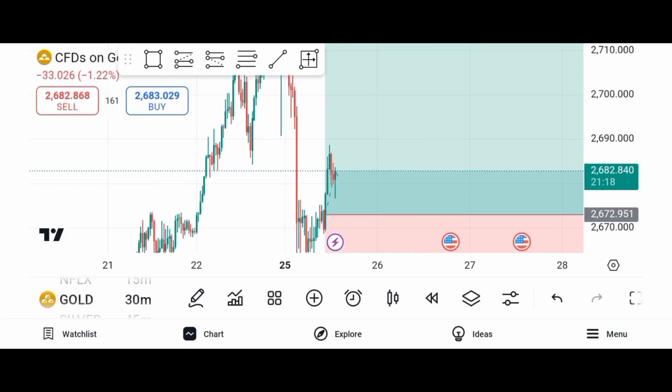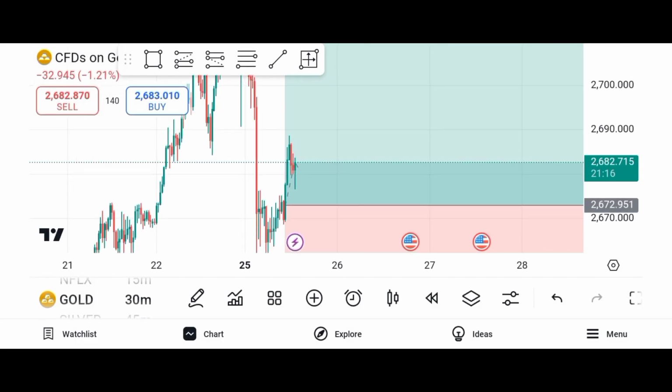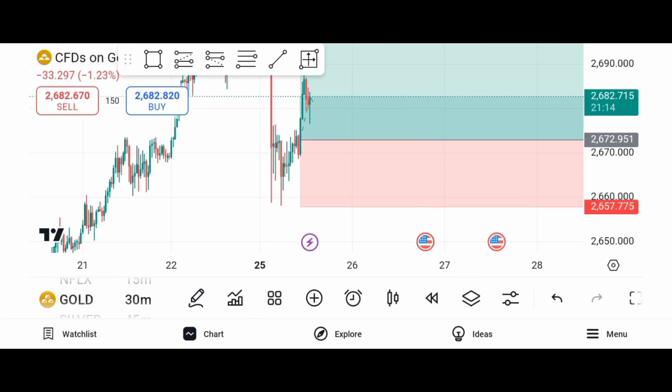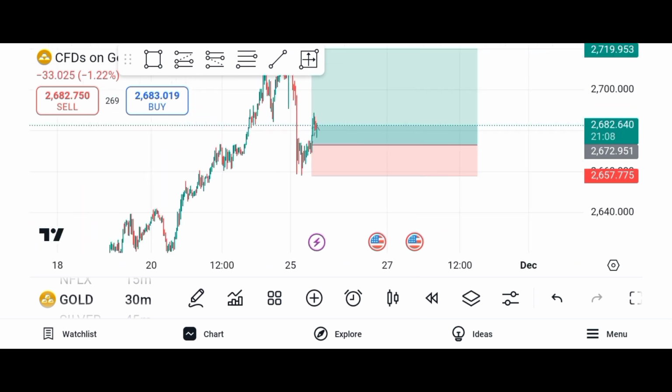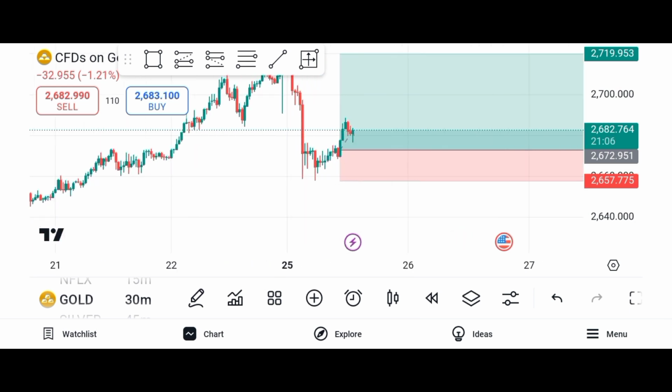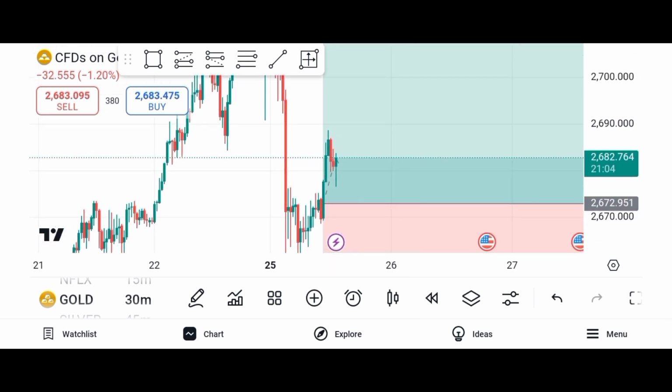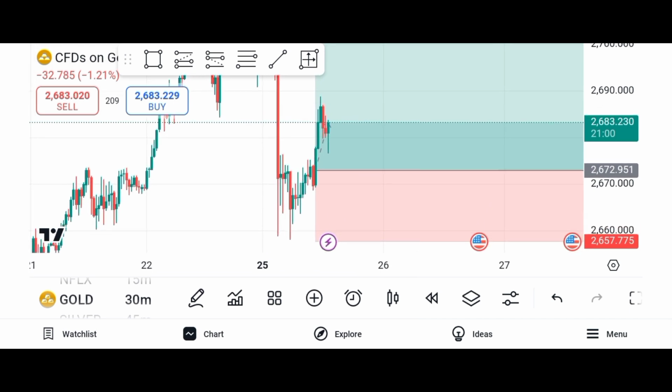Guys, you're right now on my screen, and I'm going to be talking about exactly how to use fair value gaps to make informed trading decisions. So first of all, what are fair value gaps? Fair value gaps are basically these long candles with no wicks in between them.